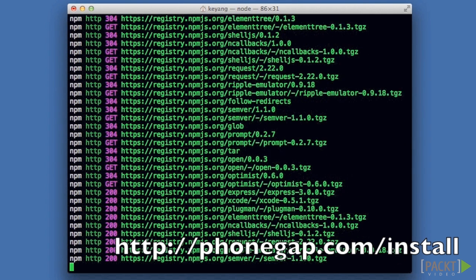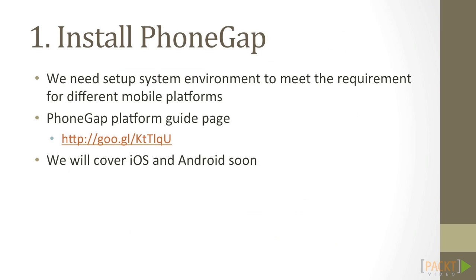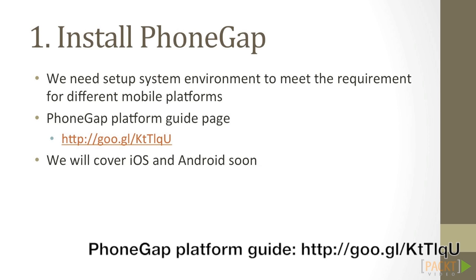Once the installation is finished, we need to check if our system meets the minimum requirement for different mobile platforms. For example, Xcode for iOS, Android SDK for Android, and so on. You can find the steps to set up your environment on the PhoneGap platform guide page. The next video will cover it for iOS and Android.